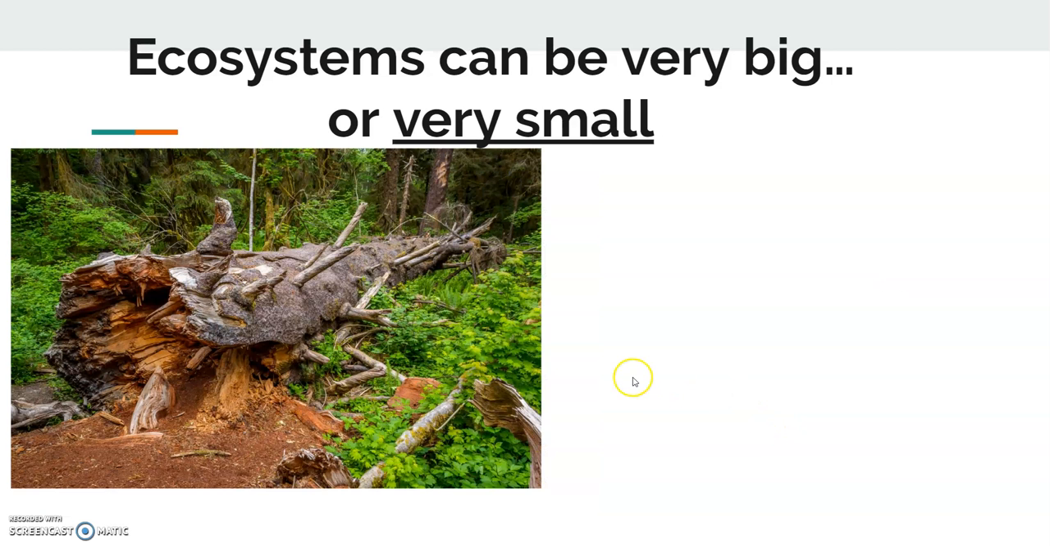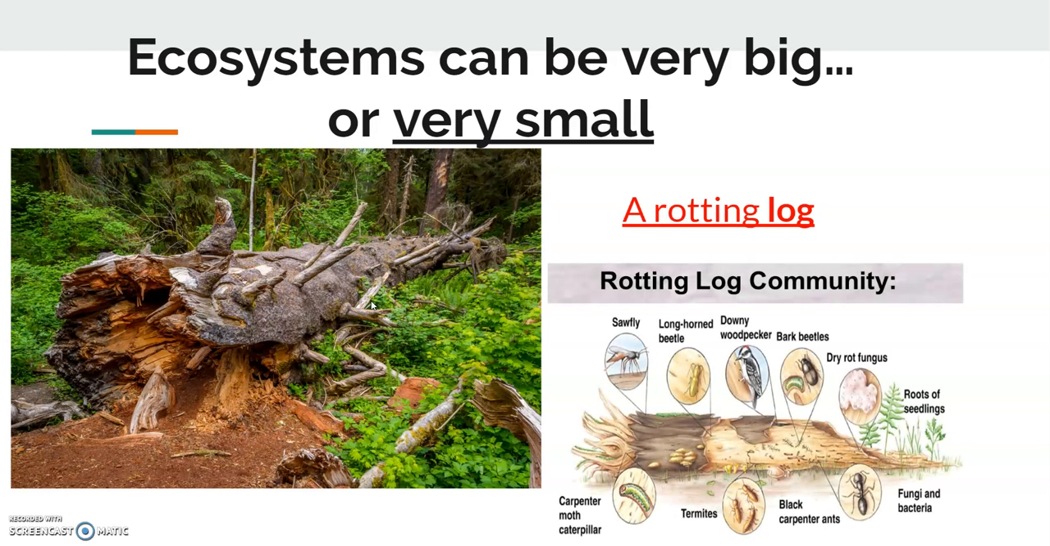or very, very small, like just one rotting log. That's a pretty big log, but compared to an entire forest, very small. But inside it has a million different things going on. It's called a community. There are sawflies that grind up and eat the wood. There are carpenter moth caterpillars that again dig through the wood and eat it. There are longhorn beetles.